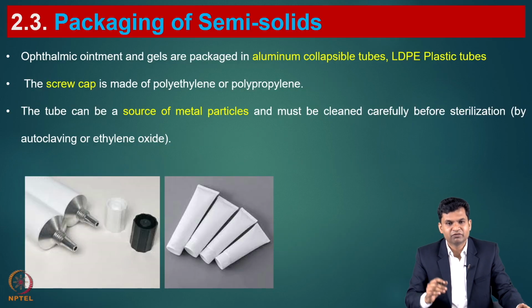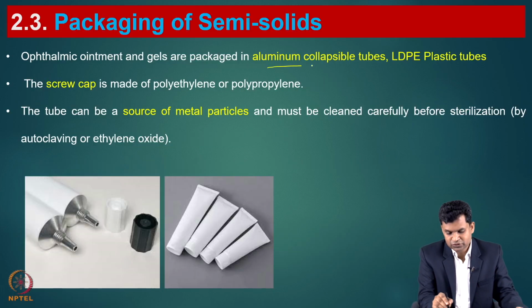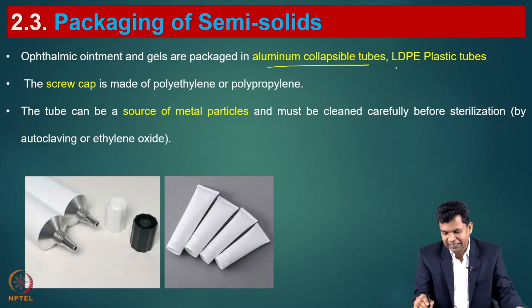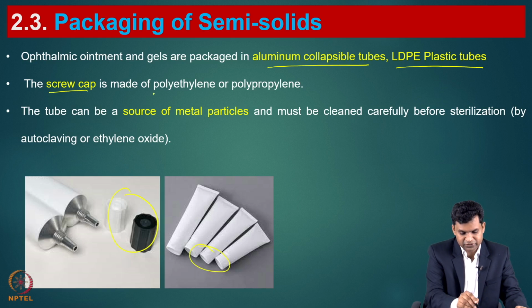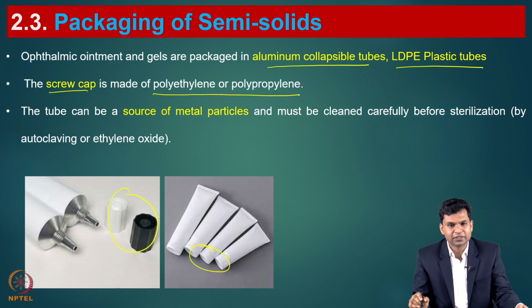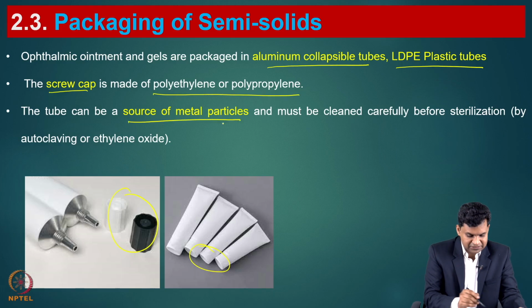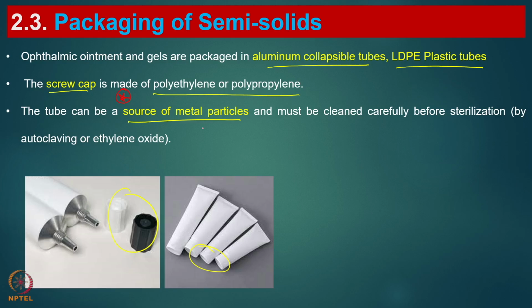So, here are a few packaging systems. We can use aluminum collapsible tubes and LDPE plastic tubes, and also we can prepare the screw caps, which are very important, and the caps can be made with polyethylene and polypropylene. Here the one major concern we need to focus on is the source of metal particles which may enter your formulation, and that needs to be avoided. So, it should be cleaned before sterilization by using autoclaving or ethylene oxide.